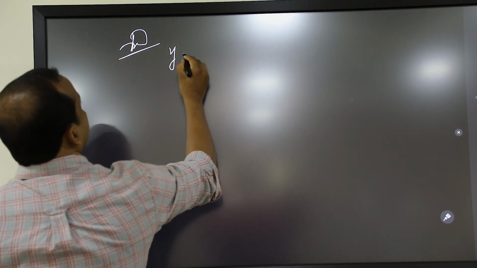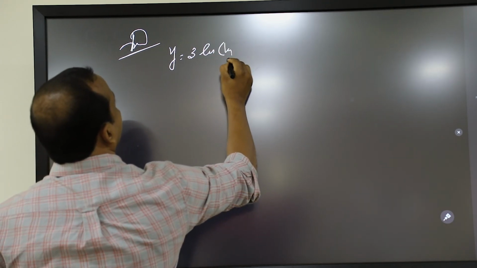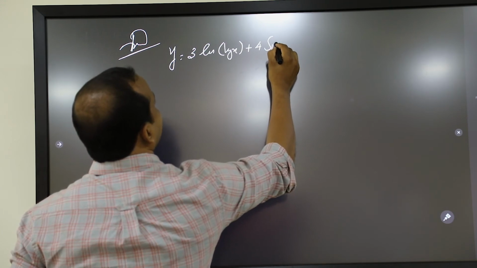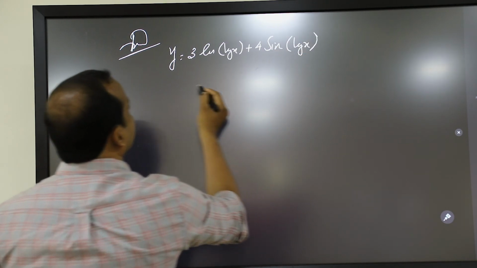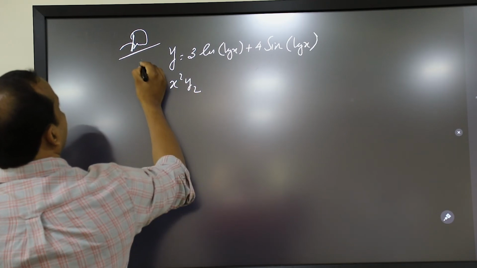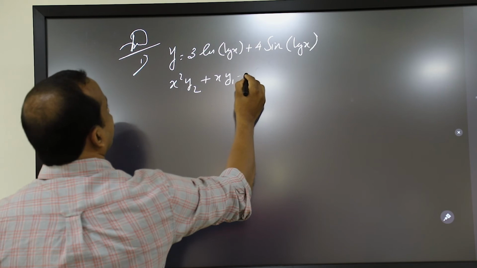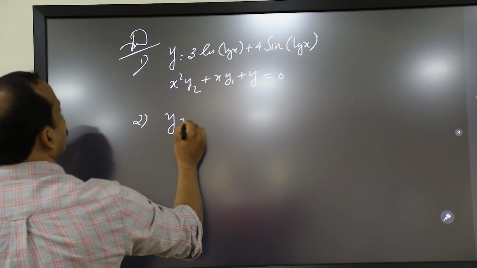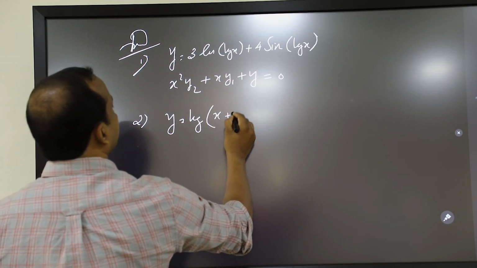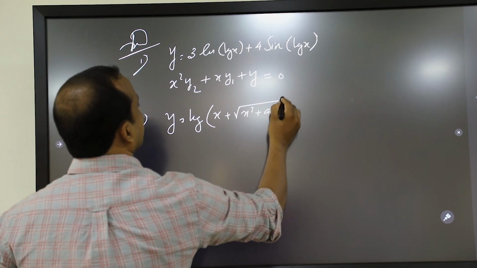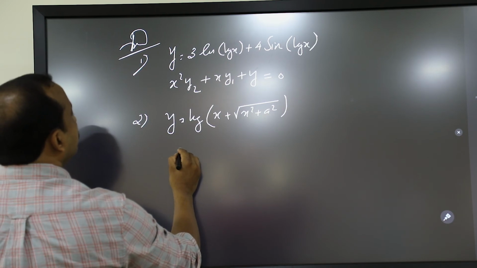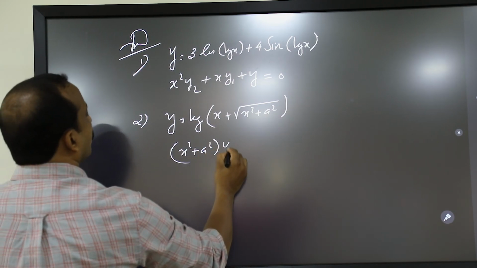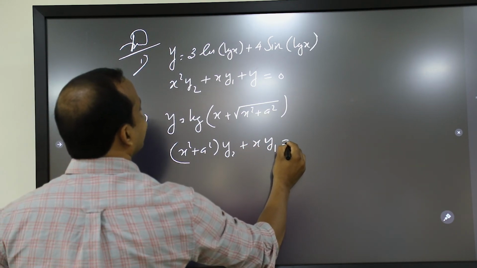Now, we have some homework questions. First: y is equal to 3 cos log x plus 4 sin log x. Prove that x square into y2 plus x into y1 plus y is equal to 0. Second question: y is equal to log of x plus square root of x square plus a square. Prove that x square plus a square into y2 plus x into y1 is equal to 0.